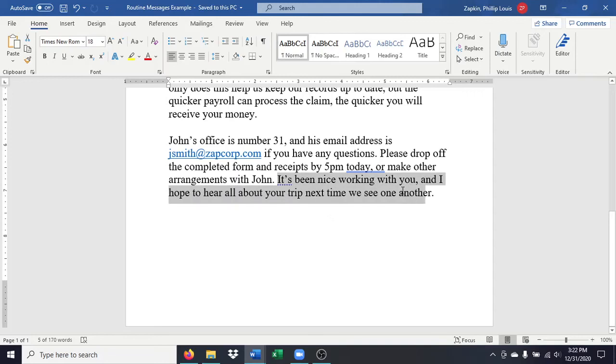And then this last sentence. It's been nice working with you, and I hope to hear all about your trip next time we see one another. This is a good closing line. It's personal, it displays an interest in the reader, and it makes some sort of individual connection. So this is likely to send the message to the reader that this writer cares about them and is interested in them. Now that may or may not be true.